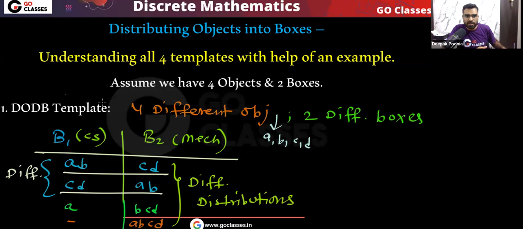Okay, so DODB template we will apply when the objects are also different and the boxes are also different. And in this situation, remember these two distributions, like here you are putting AB in CS and CD in box B2, and here you are putting CD in box B1 and AB in box B2. Remember these two distributions, they are different, because the boxes are different. Very simple. So this is the DODB template.